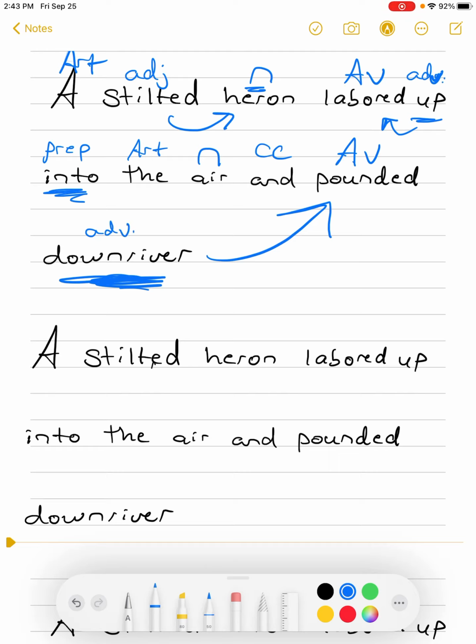Now, when you're doing DGP at home, you don't have to do these little arrow things. I just do them because I know you can't see me working the sentence or anything, just trying to call your attention to stuff. You just need to do the abbreviations above the words.